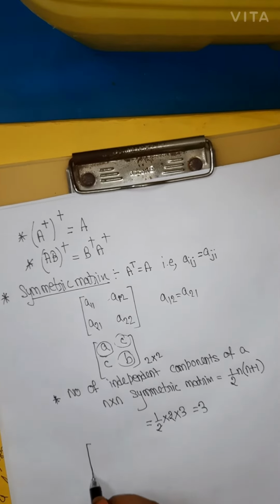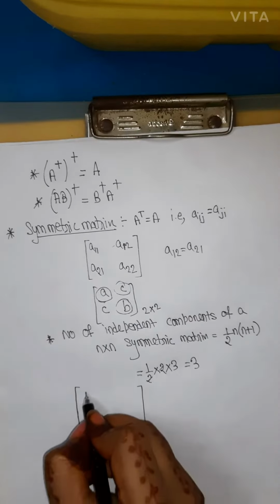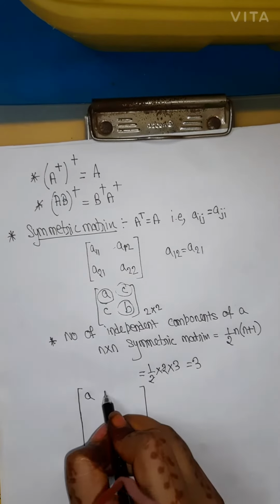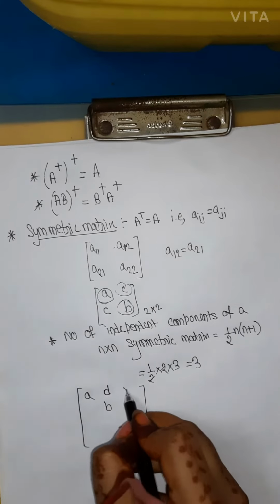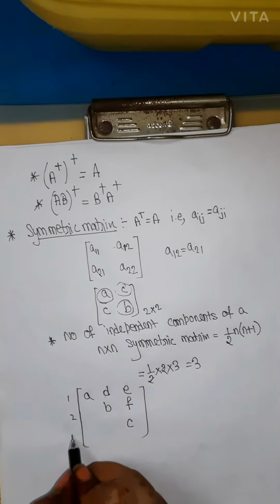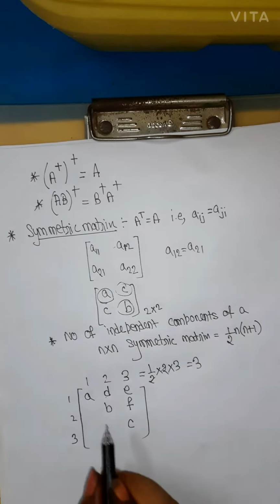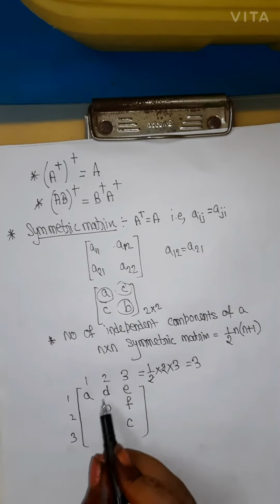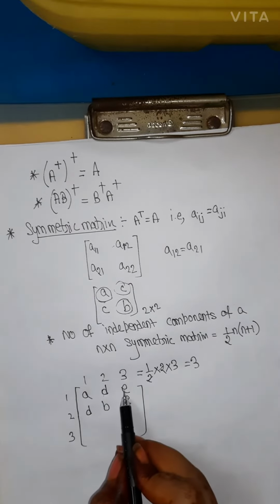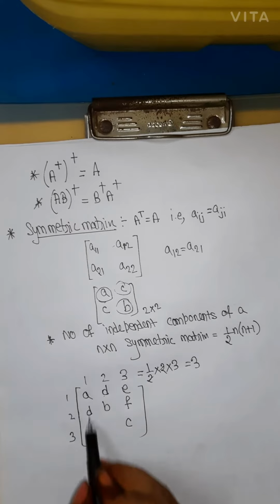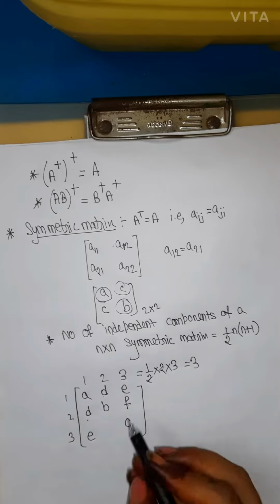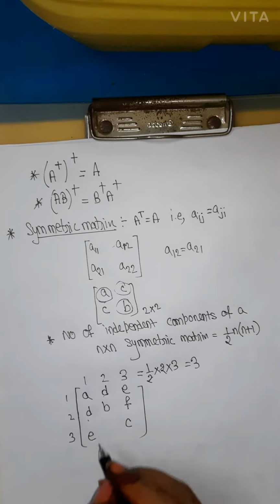Let us see a 3 cross 3 matrix. The diagonal elements, let them be A, B, C. Now we will write A, B, C, D, E and F. This is 1, 2 and 3 and 1, 2 and 3. So this element is A12, so A21 must be the same. This is A21, so this must be D. This is A13, so A31 must be the same, that is E. And for F, 2 by 3, so 3 by 2, meaning A32, must be the same.